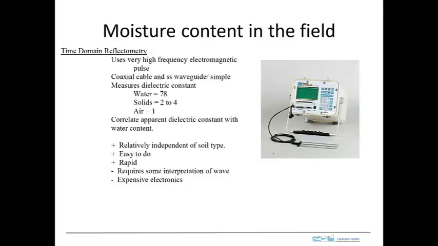So another way of measuring moisture content in the field is to exploit the dependence of the dielectric constant of the soil on the water content. Now, the dielectric constant is really a measure of how a material responds to a high-frequency electrical pulse. As you put in this high-frequency pulse, polar molecules like water will tend to reorient themselves. The inertia it takes for the polar molecules to reorient themselves causes the high-frequency pulse to slow down. And so by measuring how it slows down, we can then estimate what the dielectric constant is.